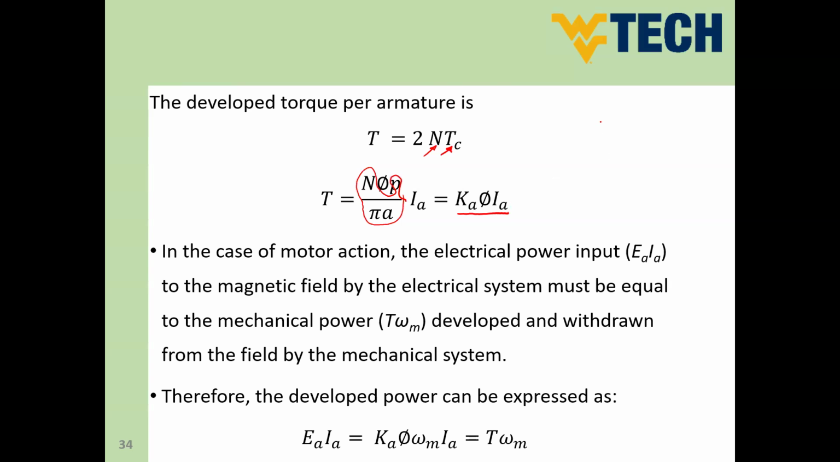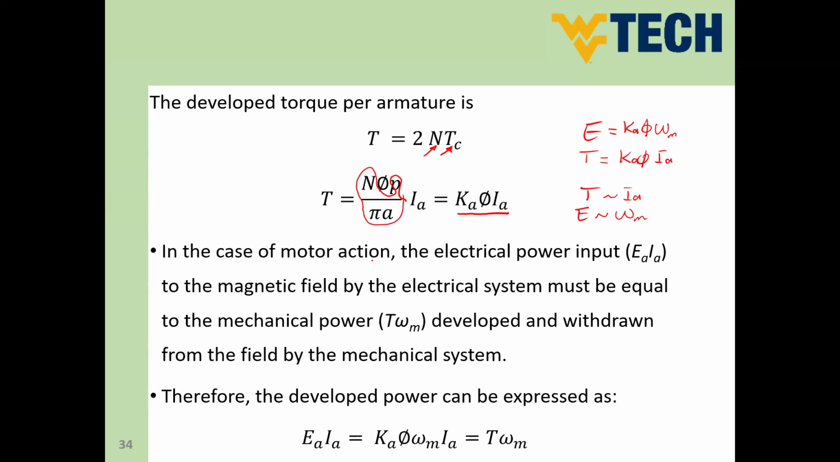Remember that we said before that EMF is Ka times phi times omega m. And here we end up with torque equals Ka times phi times Ia. If we consider K as a constant, and we consider the flux is constant in the machine, we can say that torque is directly proportional to electrical current, and EMF is directly proportional to machine speed. And this is the benefit we have from the DC machine, the direct relation between torque and current, and induced voltage and speed. So by the end, we can say that this machine is very easy to control. Why? Because of the direct relation between torque and current, and speed and induced voltage.